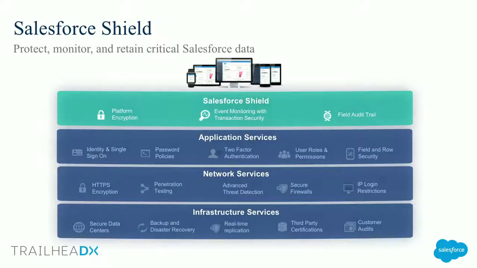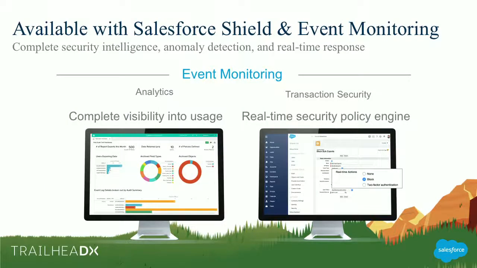And Salesforce, by the way, has trust built into every layer, starting from the infrastructure, network services, and applications. We have a product called Salesforce Shield, and the key technologies involved in Salesforce Shield are encryption, event monitoring with transaction security, and audit trails. Event monitoring has two parts. One is the ability to look at your org's usage using the analytics engine. And the second is the ability to take real-time action using transaction security.